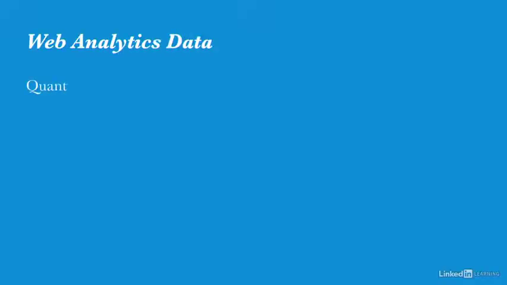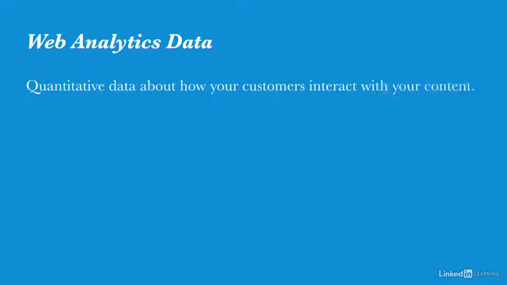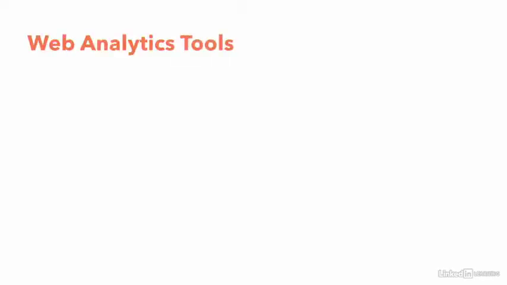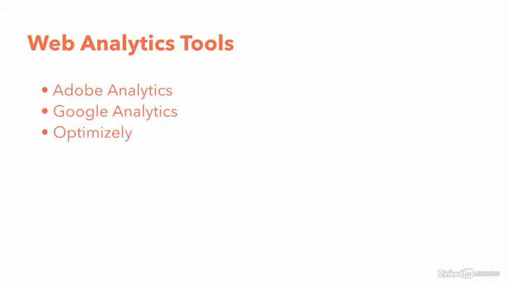To make gathering data about your content marketing performance easier, I'm going to highlight 3 key sources of useful data. The first is web analytics. This means quantitative data about how people interact with your content on a website or mobile application. Common web analytics tools are Adobe Analytics, Google Analytics, and Optimizely.